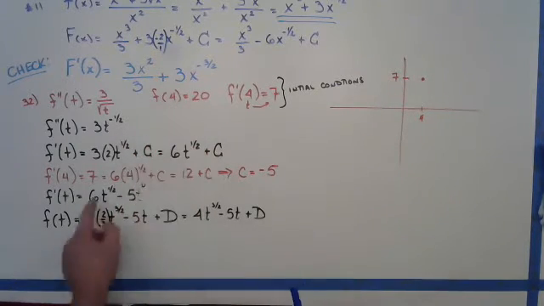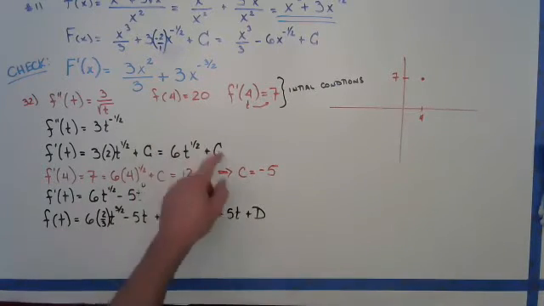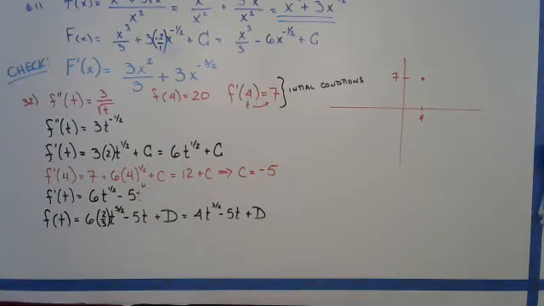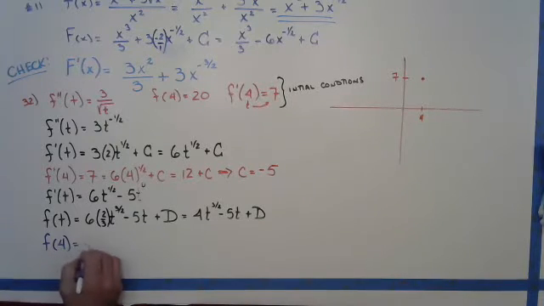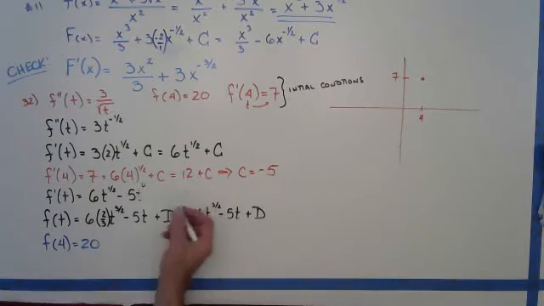So how am I going to find that version of this function? I'm going to plug in 4, and I'm going to make 20 come out. So I'm going to write f of 4 equals 20. And then I'm going to plug 4 in over here, just like I did here in red.